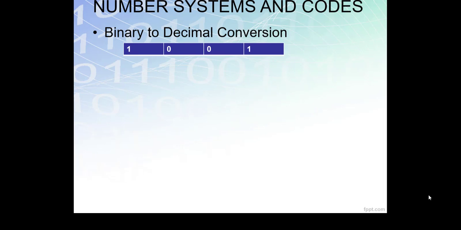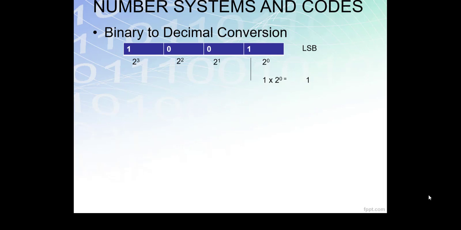So how to start this conversion? The first step, you just write down the number and write down the positional weight: 2 to the power of 0, starting from the rightmost side, 2 to the power of 0, 2 to the power of 1, 2 to the power of 2, and 2 to the power of 3. Then you take the LSB, the rightmost digit, the number on that LSB, and you multiply it with the corresponding positional weight. That means 2 to the power of 0.